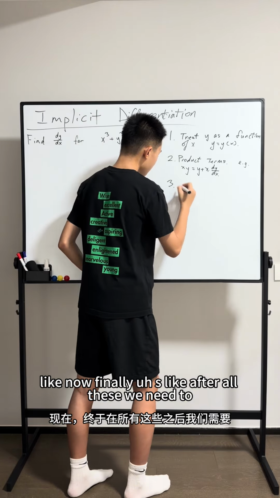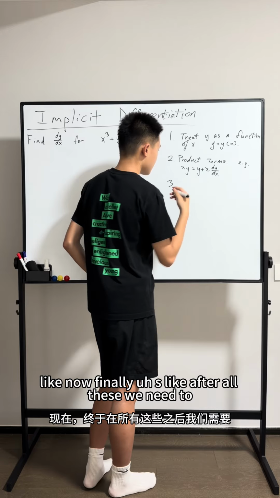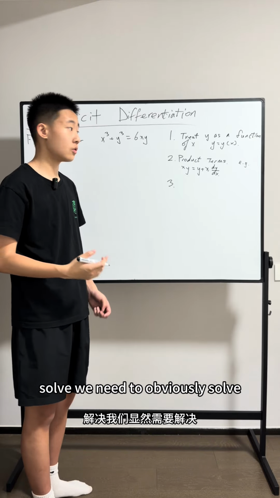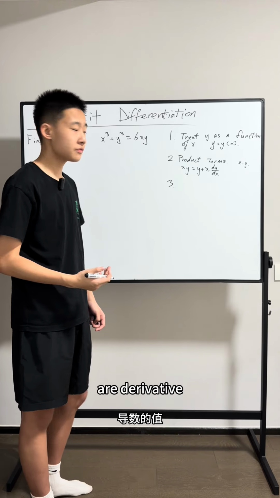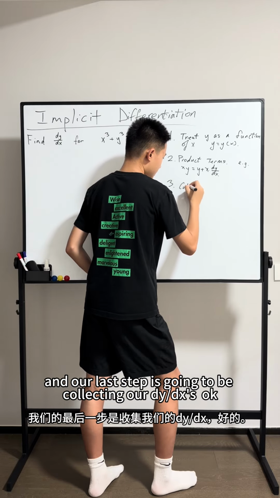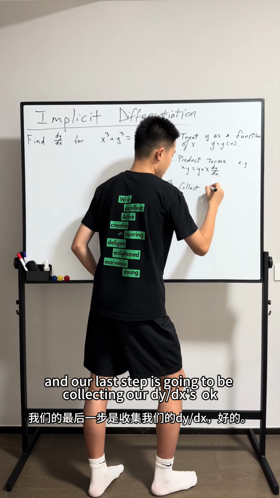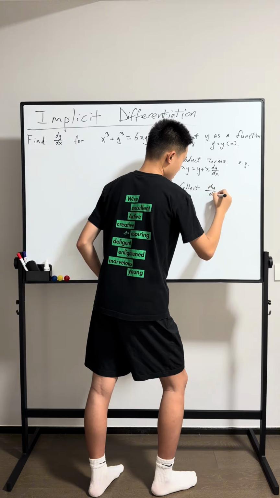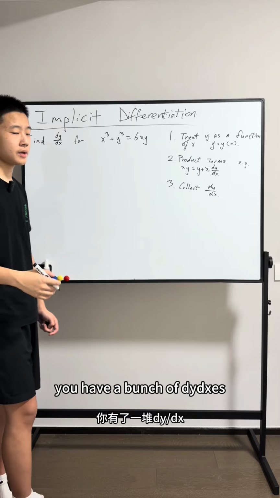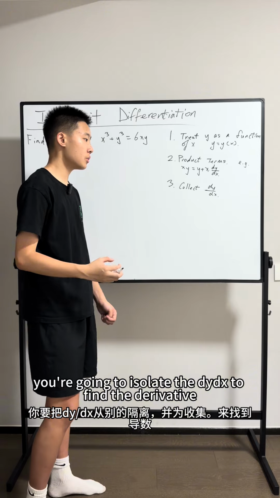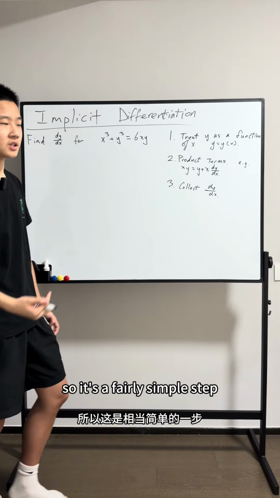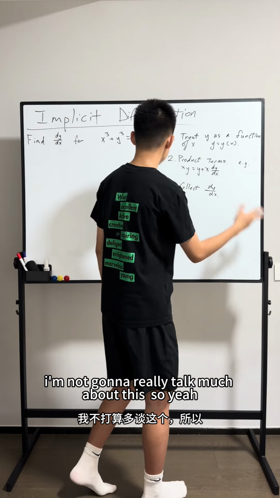Now finally, after all these, we need to solve for our derivative, and our last step is collecting our dy dx's. After you differentiate all the terms, you have a bunch of dy dx's. You are going to isolate dy dx to find the derivative. So it's a fairly simple step. I'm not going to really talk much about this.